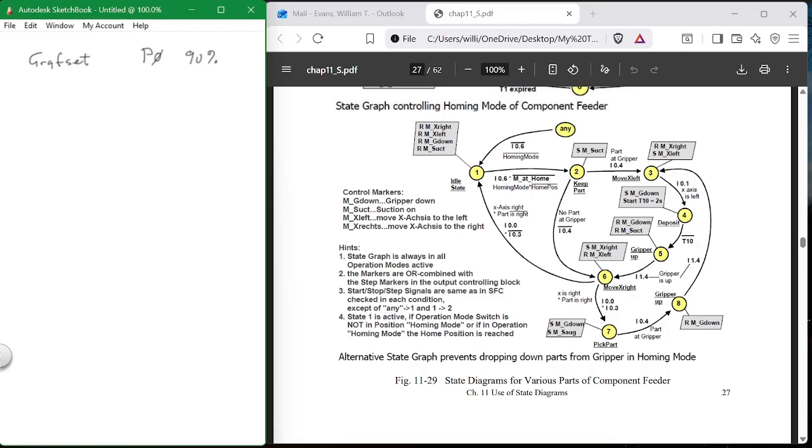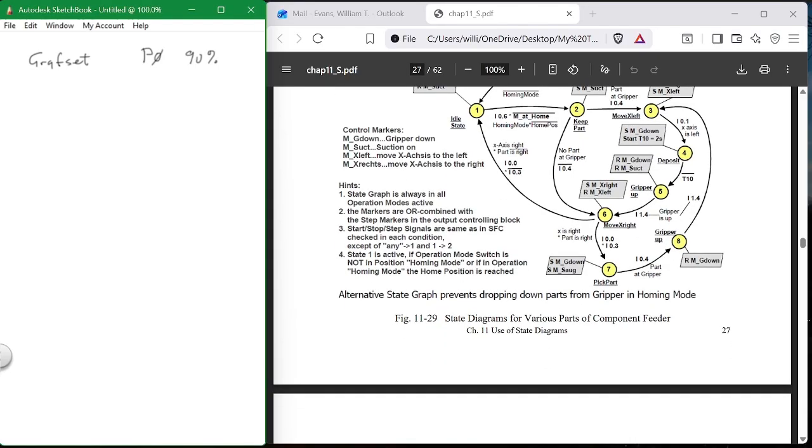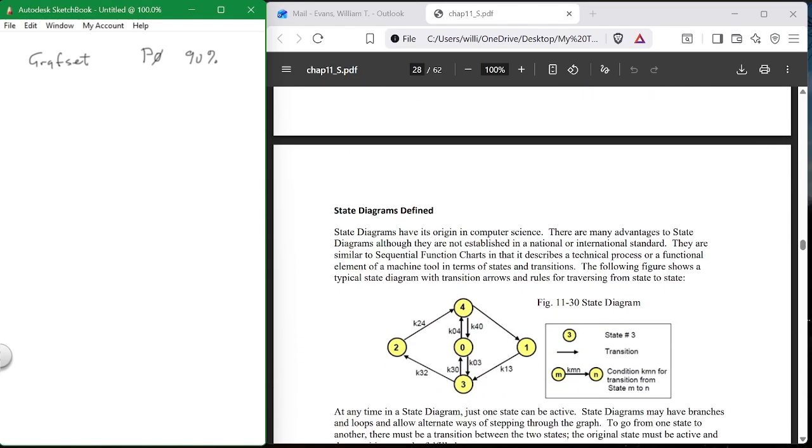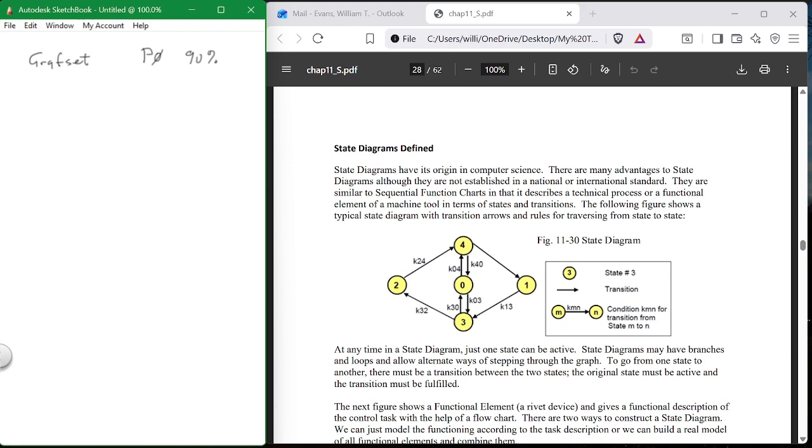And there's more than one state diagram for a process. There's the automatic mode, the manual mode, and the homing mode. There's 3 state diagrams for every process. Here is the standard state diagram for a cylinder. Okay.